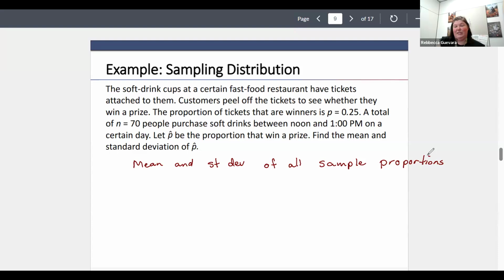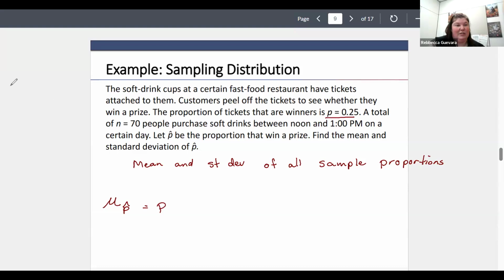So the proportion of wins is going to keep changing, because sometimes all the cups are going to be winners. It's not very likely, but it could happen. Sometimes you might have no cup as a winner. Maybe 30% of the cups are winners, maybe 50%. So we're going to get different sample proportions, and what I'm doing is just trying to figure out what the average should be. The mean of all the possible sample proportions that could happen with my 70 cups should equal the population proportion P.